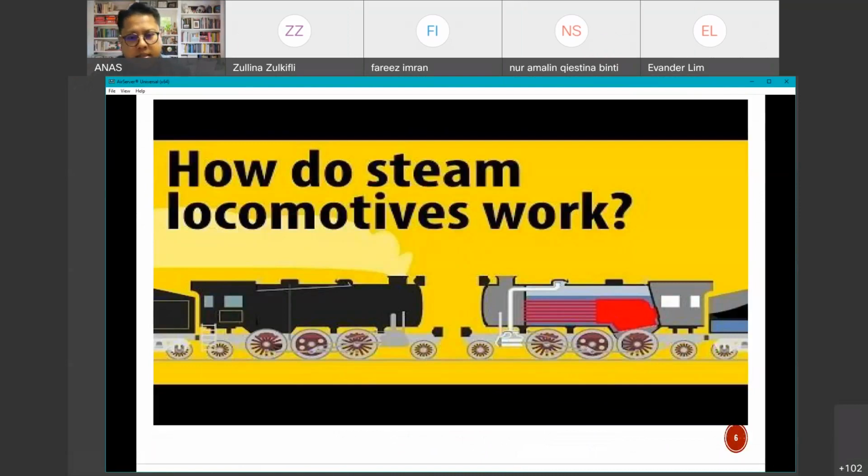But the concept is very similar, where you have a substance, in this case water, and you heat up the water until the phase change from liquid into vapor, and then that vapor, now at very high pressure, is being used to do work. All right, so just think for a moment.